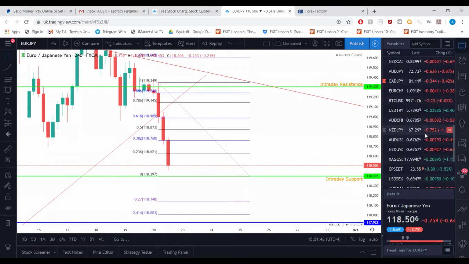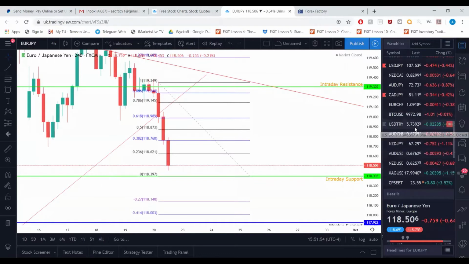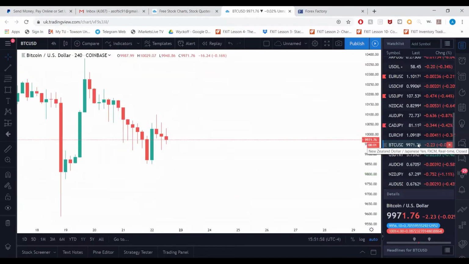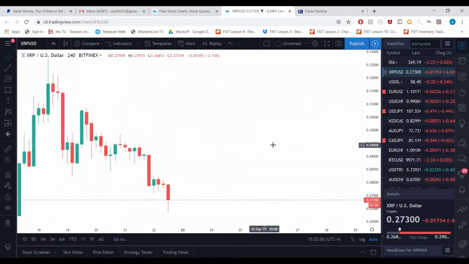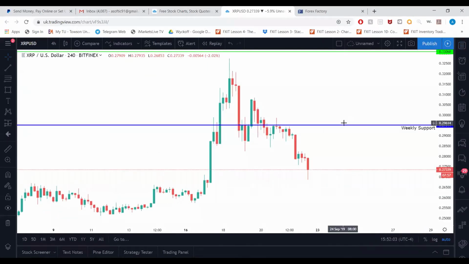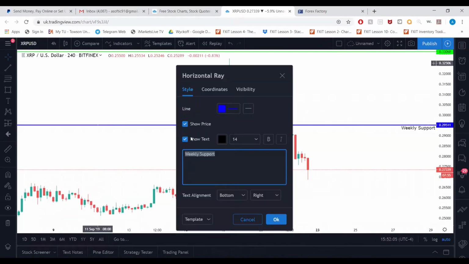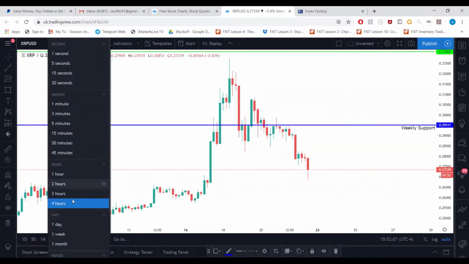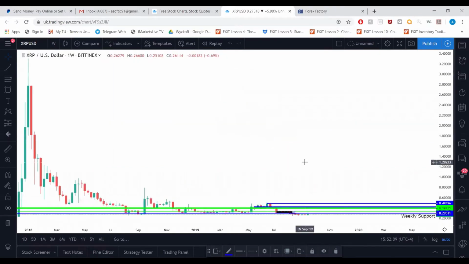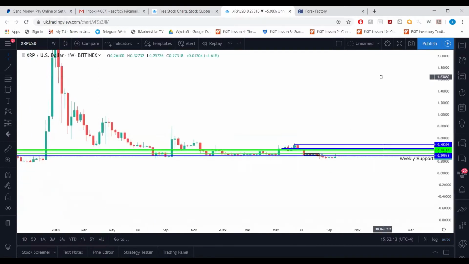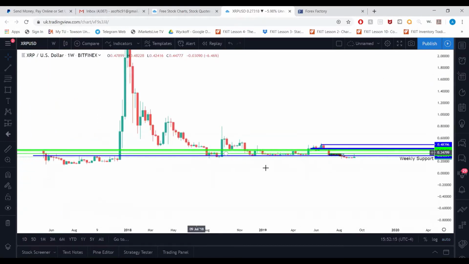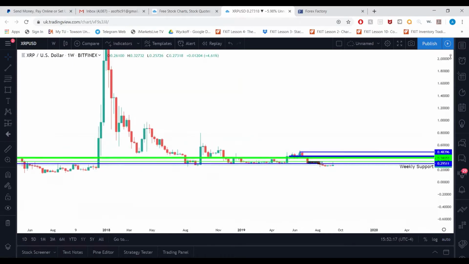So here's Bitcoin. Okay, here we go, XRP. Definitely trade it. Let's actually look at it together. Looking for a big, yep, it's setting up. Look at this consolidation on a weekly. It's just gonna shoot up.